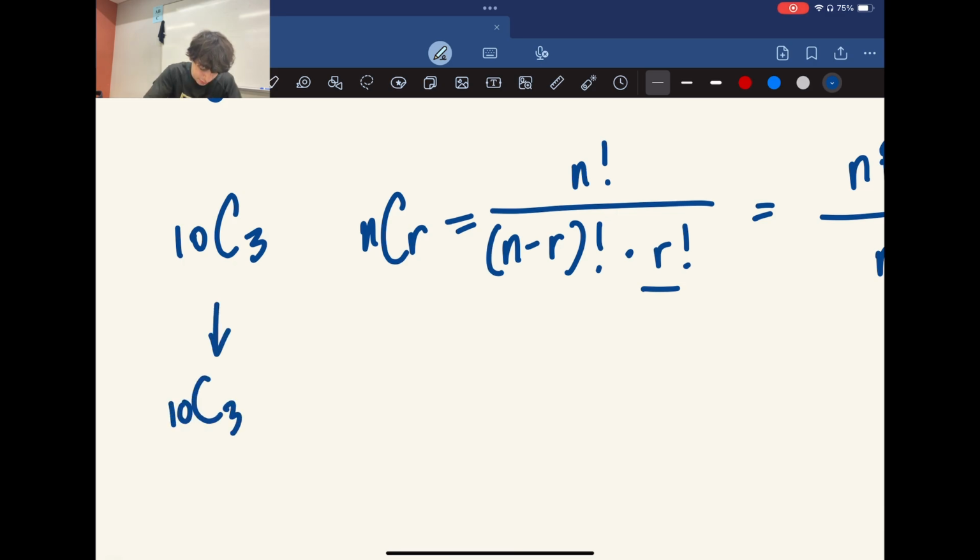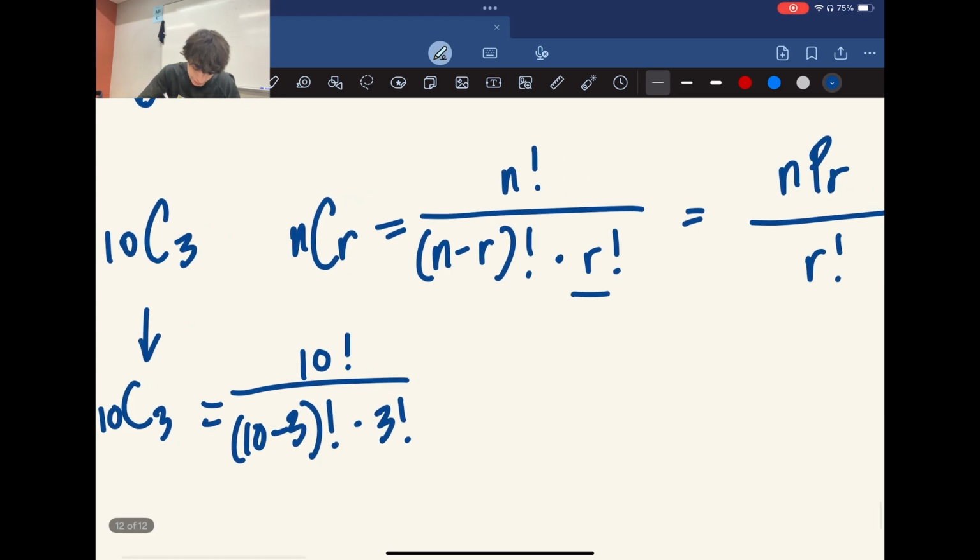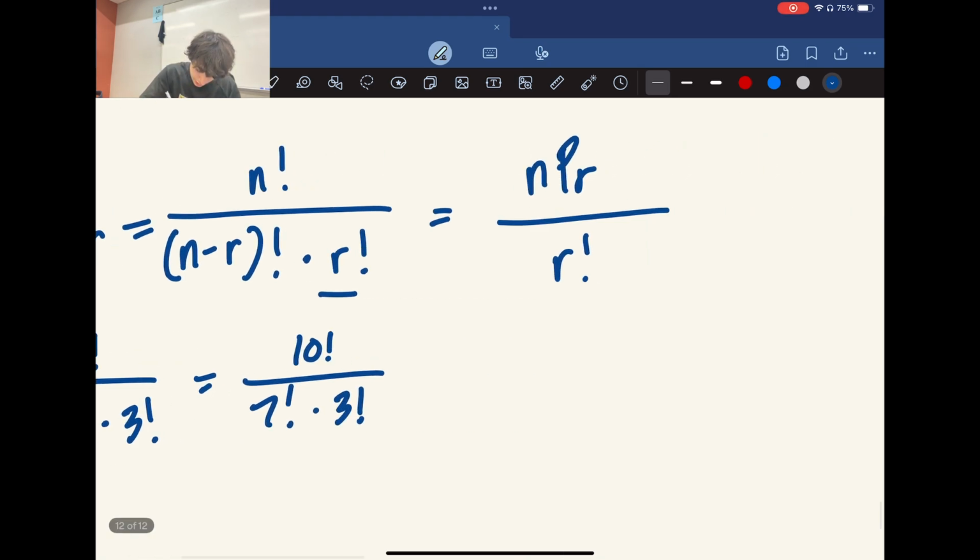And in the context of this problem, 10C3, which I'm just bringing down from here, is equal to 10 factorial divided by 10 minus 3 factorial times the subsequent 3 factorial. It's going to give us something a little bit like this, which could be rewritten as this, which is equal to this.